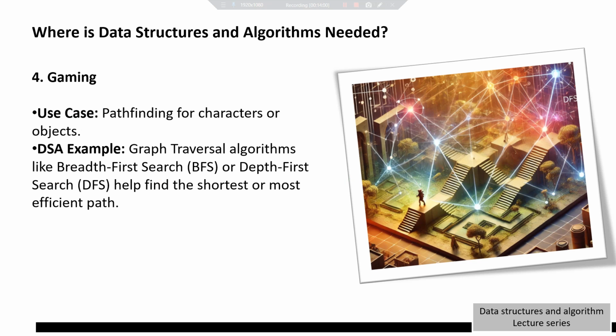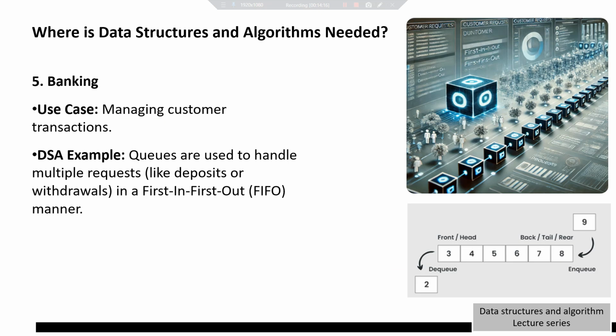The next application is gaming, for path finding for characters or objects. Graph traversal algorithms like breadth first search and depth first search help find the shortest or most efficient path. The fifth application is banking, that is, managing customer transactions. I have already explained queues. Queues are used to handle multiple requests. The first request will get the first priority and it will be resolved first, in first in, first out manner.